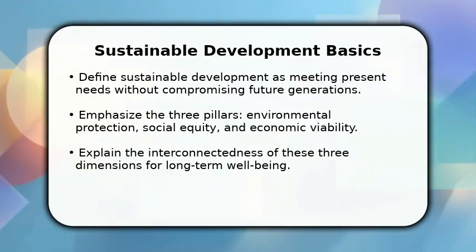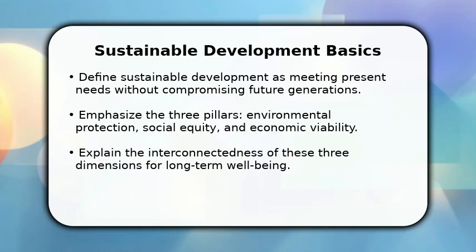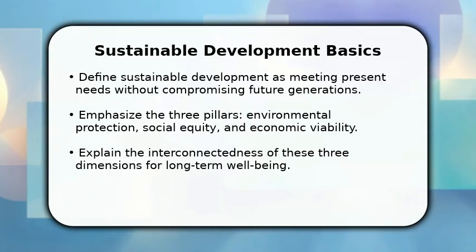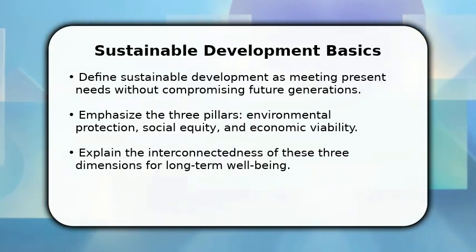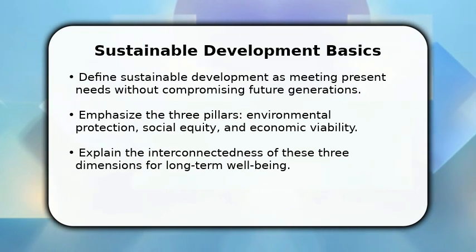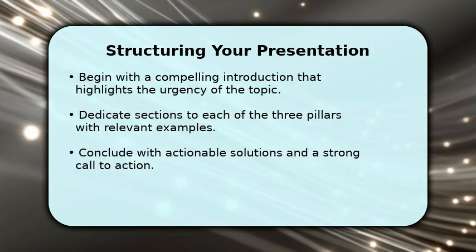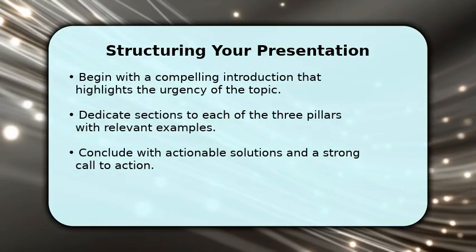First, understand its core. Sustainable development means meeting our current needs without harming the ability of future generations to meet theirs. It rests on three fundamental pillars: environmental protection, social equity, and economic viability. These three aspects are deeply interconnected, forming a holistic approach to ensuring a thriving planet and society for everyone, now and in the future.